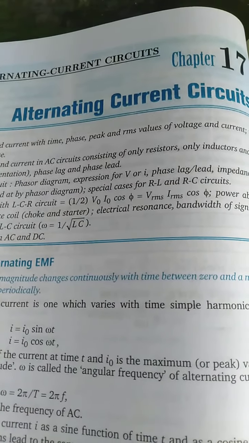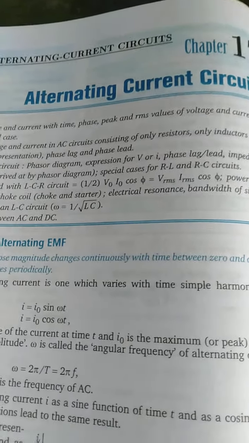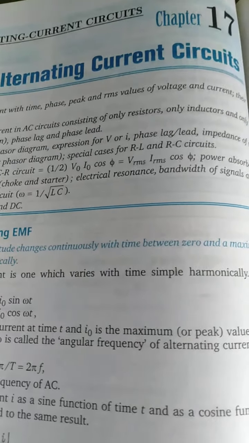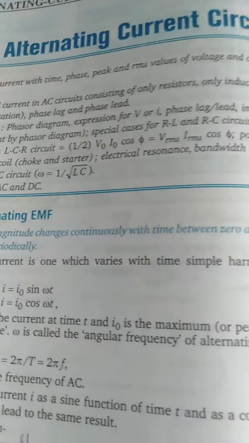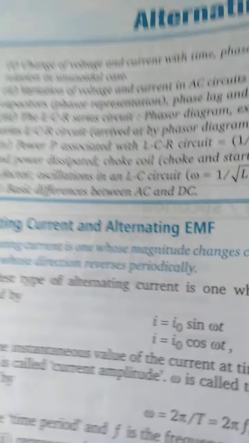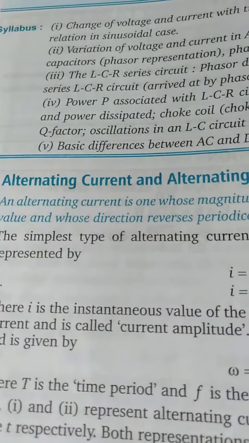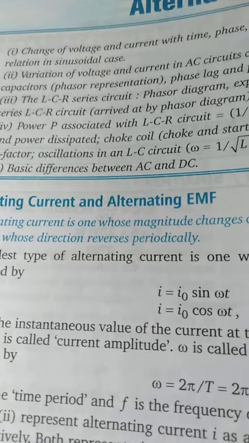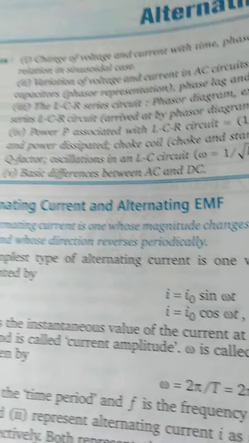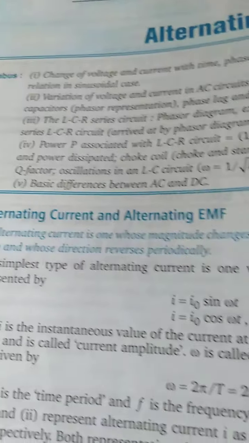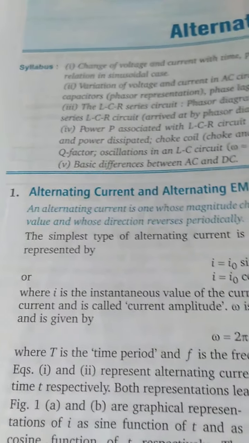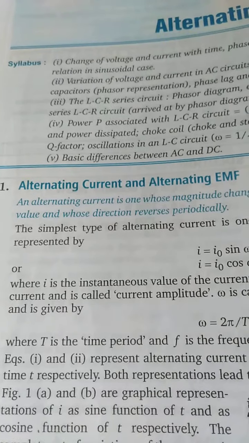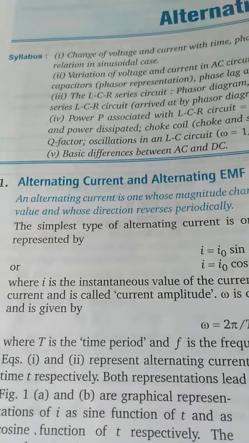Hello students, today we are going to start a new chapter, that is the AC, alternating current circuits. Till now what we have studied was regarding DC, direct current, which was having a fixed voltage, fixed current. But now we are going to study the most important part of current that we use in our homes and every place, which is called the alternating current.